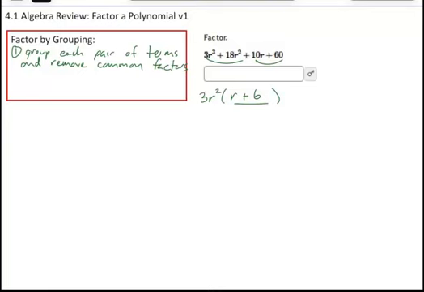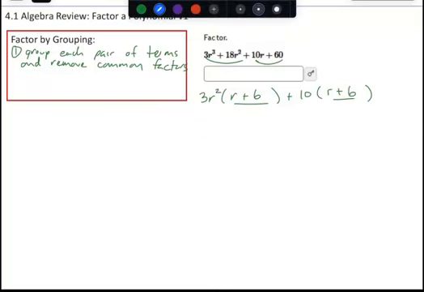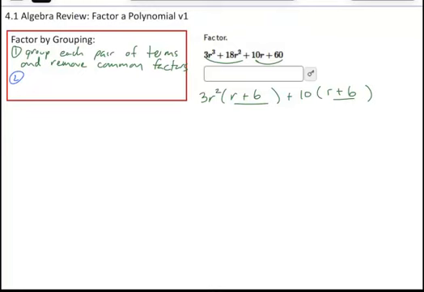Do the same thing with the second pair. So 10r plus 60 has a common factor of 10. What's left has to have the same form, 2 terms, a binomial. So if you remove a 10 from 10r, you're left with r. And if you remove a 10 from 60, you're left with 6. Now, if you've done this correctly and it's factorable, what you should see is there is a common binomial factor here. And we see that. R plus 6 is a common binomial factor.